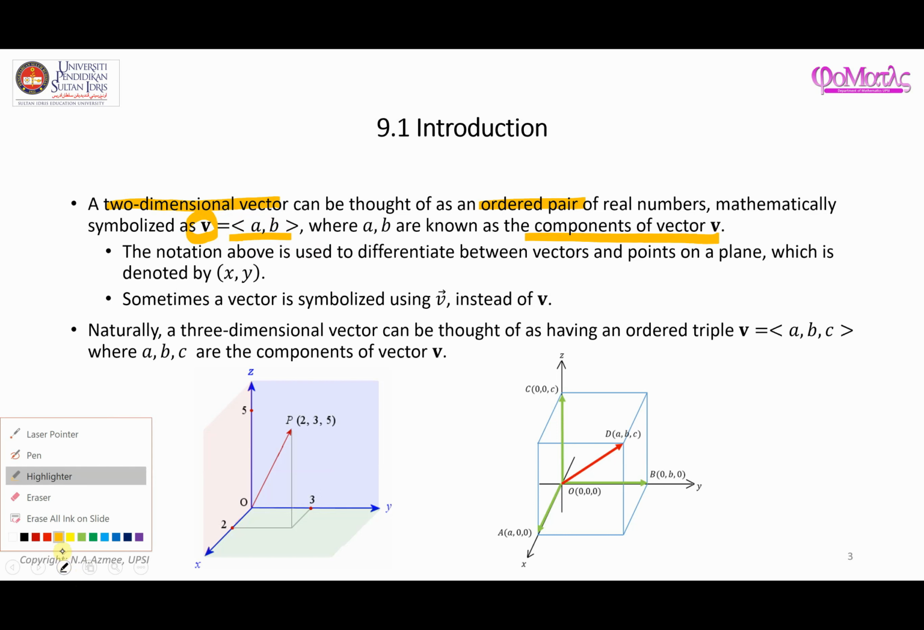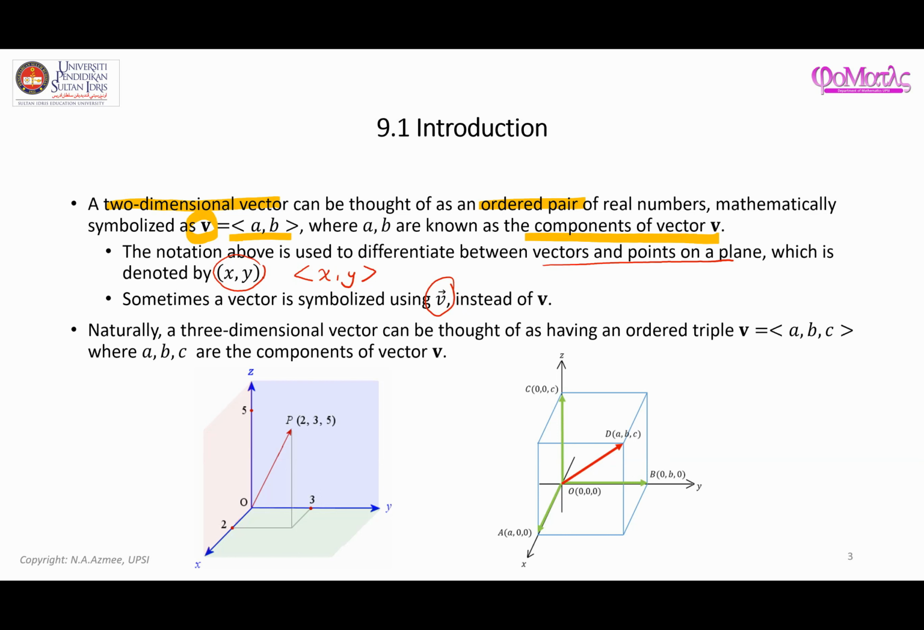So the notation above is used to differentiate between vectors and points on a plane. So these are the points on a plane, but if I use this notation, then this represents a vector. So sometimes another symbol that is used is having an arrow on top of the alphabet instead of this one.